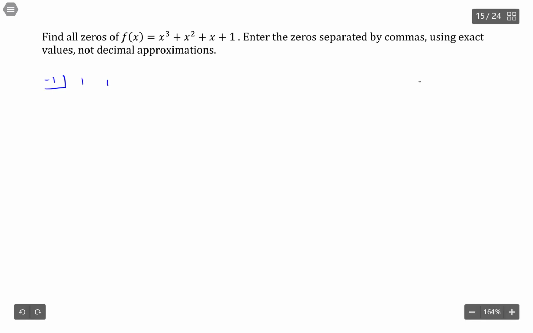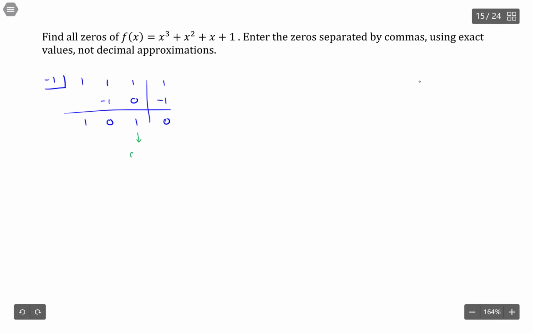And my coefficients are 1, 1, 1, and 1. Now I'm using synthetic division. Bring the 1 down, so that's 1. 1 times -1 is -1. So these add up to 0. That's 0. This is 1. And -1 there, and that adds up to 0 again.